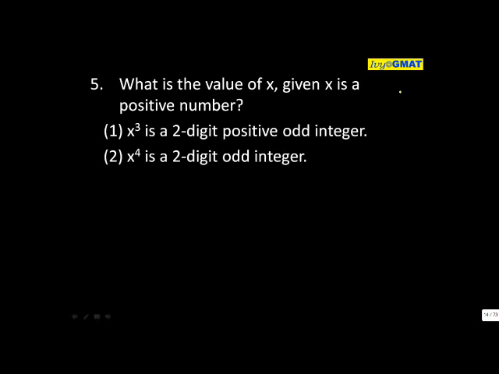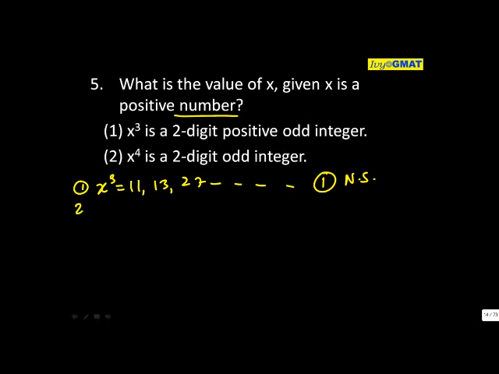Why C? Please tell me. D, right? Or C? D or E also sometimes. Let's see. You have given it's a positive number. It is not given an integer. It is only a number. X cube is a 2-digit positive number. So I can write x cube equal to 11 or 13 or 27 or whatever I want. So 1 is not sufficient.